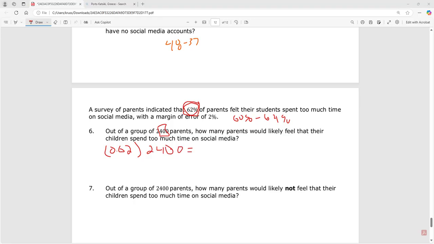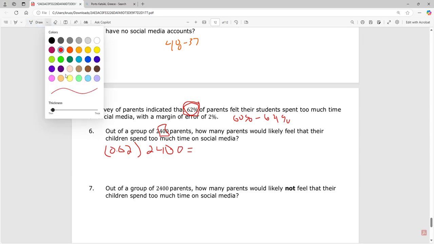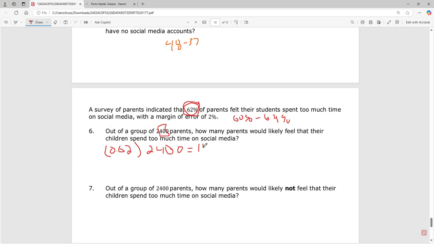0.62 times 2,400. So 62% of that is approximately 149. It's actually 148.8, but we're going to round up to 149. Okay, so that's the ideal. No, that's not right. That's 6%, and it didn't seem like it was more than 50%. All right, let's do that again. So it's 1,488. I was off by a factor of 10. Okay, so it's 1,488. That is the perfect world.